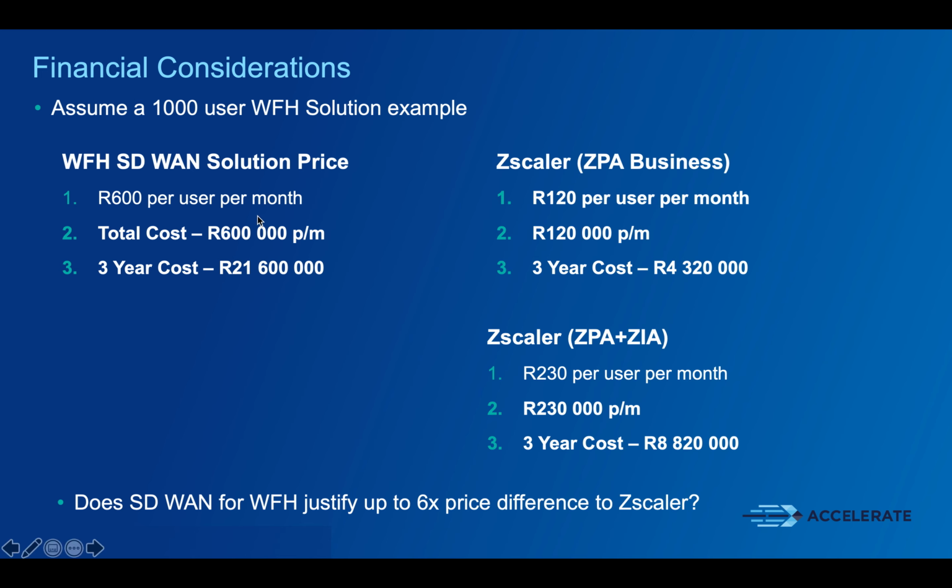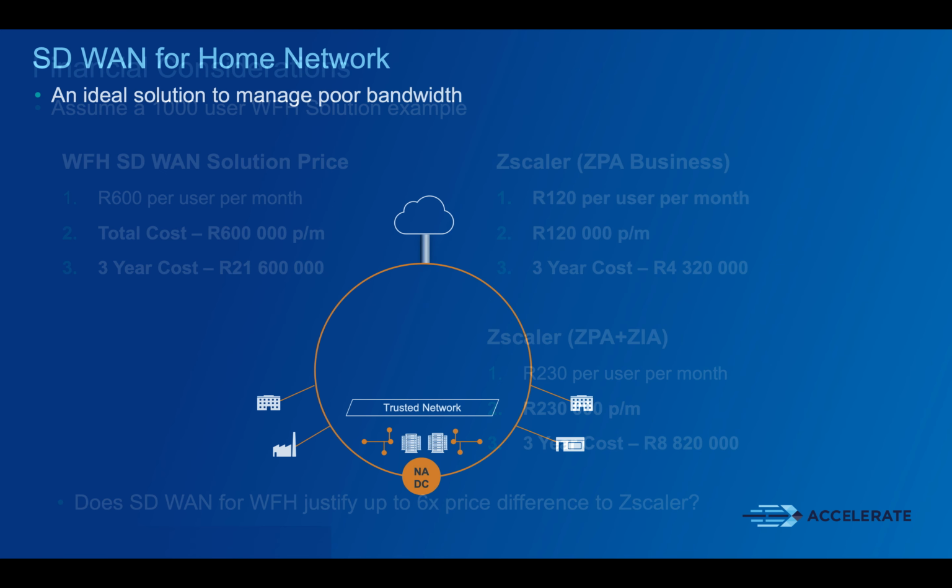And ultimately, these services are meant to do the same thing. Both are meant to connect you to your business applications. Because of the massive gap, I've also added in Zscaler Internet Access, which is allowing companies to understand what it means to transform their security into the cloud as well. That adds an additional 110 Rand per user per month and takes the total cost for Zscaler to 8,820,000 Rand. So the burning question when you look at these numbers is, does SD-WAN justify up to 6 times price difference when compared to services like Zscaler's Private Access? And that's what we're going to determine within this presentation.